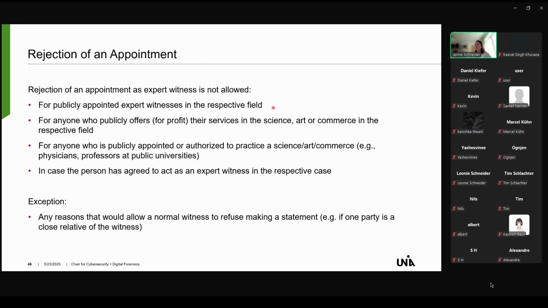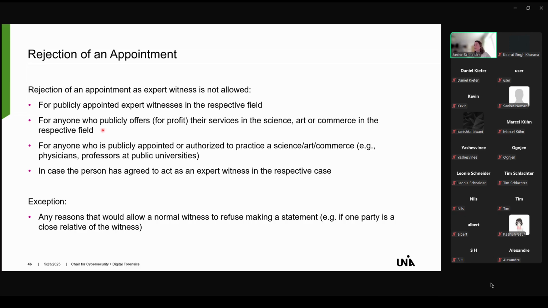If you have the title, it doesn't mean that you are more qualified than others to do the job. It just means that you had this examination at IHK, and that you cannot reject appointments. You can also not reject the appointment if you publicly offer for profit your services in the respective fields. So consulting companies, if they are appointed by the court, cannot reject that.